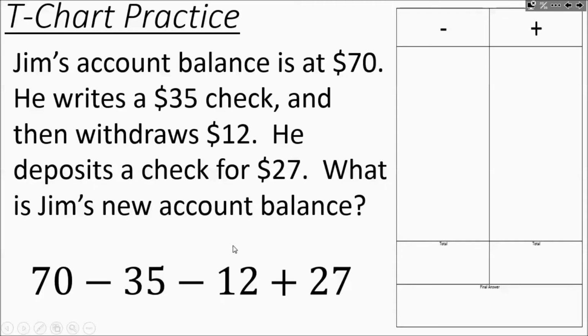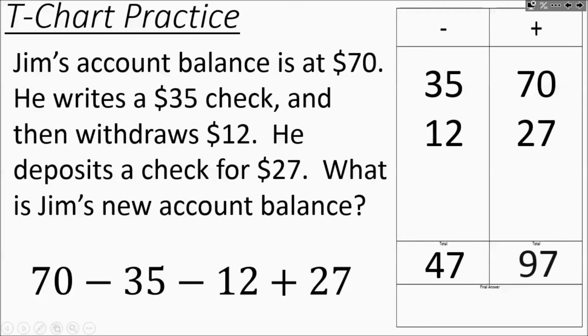So we have two negative terms, 35 and 12. We have 70 and 27 as our positive terms. We're going to total up our negatives and our positives. Once again, luckily, we have more money than we lost. So we're going to do 97 minus 47, and he's at 50 bucks in the bank.